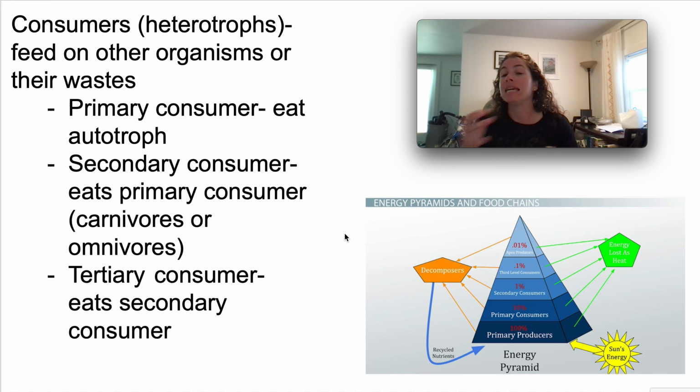And then a snake eats that rabbit. The snake gets its glucose from the rabbit, from eating the rabbit. It's a secondary consumer because the primary consumer was the rabbit. The tertiary consumer eats the secondary consumer. You get it. You can build a chain on and on that way.